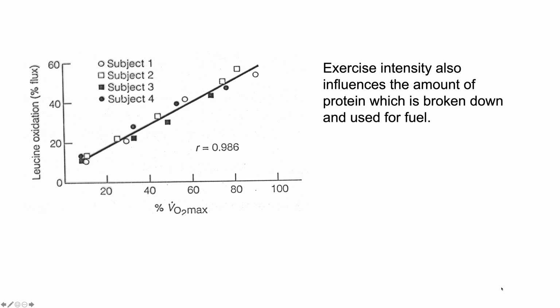I've already said this, but exercise intensity has an influence on the amount of protein that's broken down and used for fuel. And you can see right here, it's almost a perfect correlation, 0.986, between leucine oxidation, that's just a marker of amino acid breakdown, and intensity. So the harder you're working, which means the more glycogen you're using, is also directly correlated to the amount of protein being broken down.